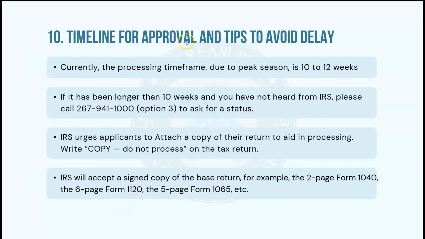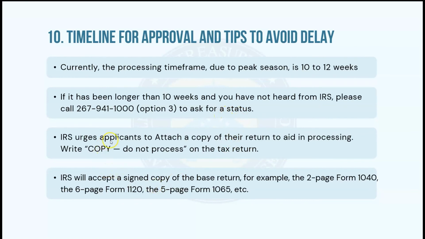Alright, so let's look at a timeline for approval and tips to avoid delay. Currently, the processing time frame, due to the peak season and how busy the IRS is, is 10 to 12 weeks. So if it's been more than 10 weeks and you have not heard back from the IRS, definitely give them a call. Call this number, 267-941-1000, option 3, and ask for a status.